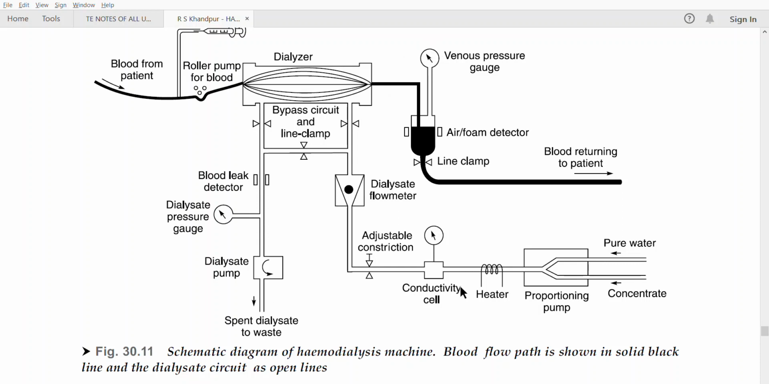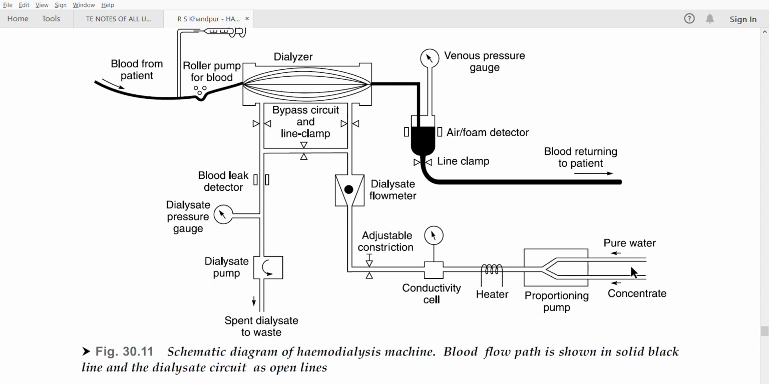Here, pure water and the concentrate of the chemicals are mixed, and the flow of dialysate is controlled with different pressure gauges, to monitor the dialysate pressure and the flow of dialysate into the chambers. For pumping, you have a pump for dialysate, and you have a conductivity cell that will measure the electrical conductivity of the dialysate before and after the purification. And there is a proportionating pump.